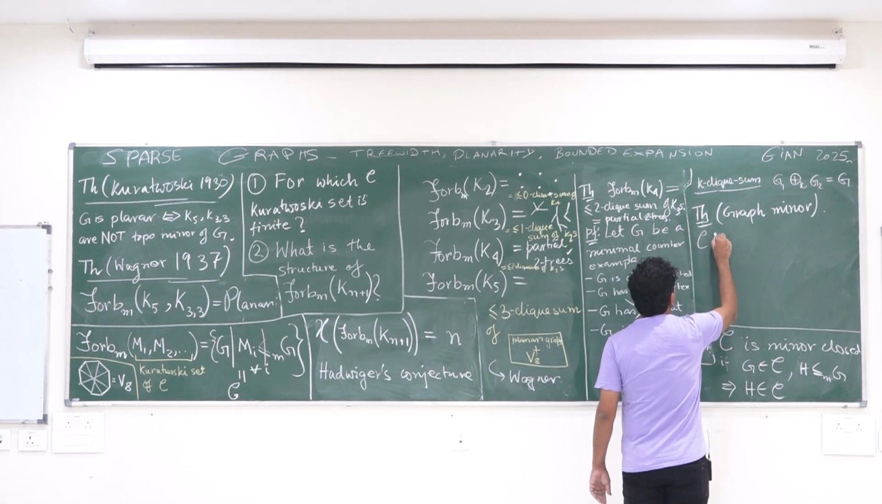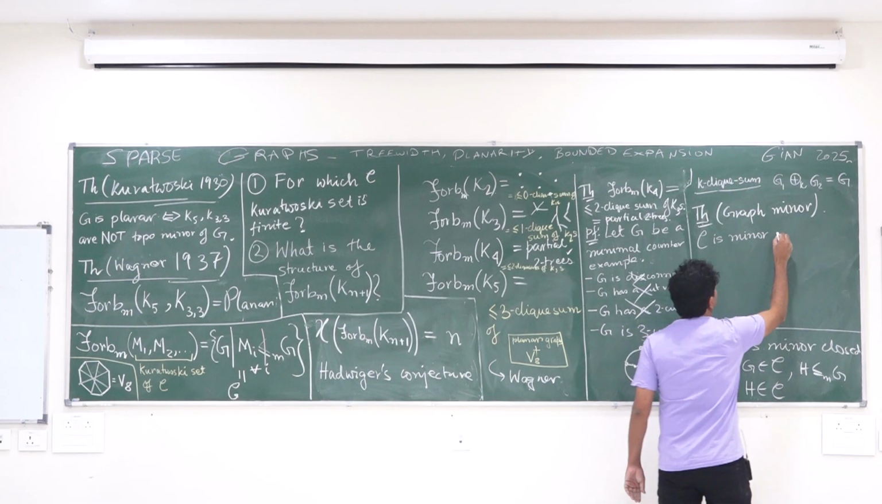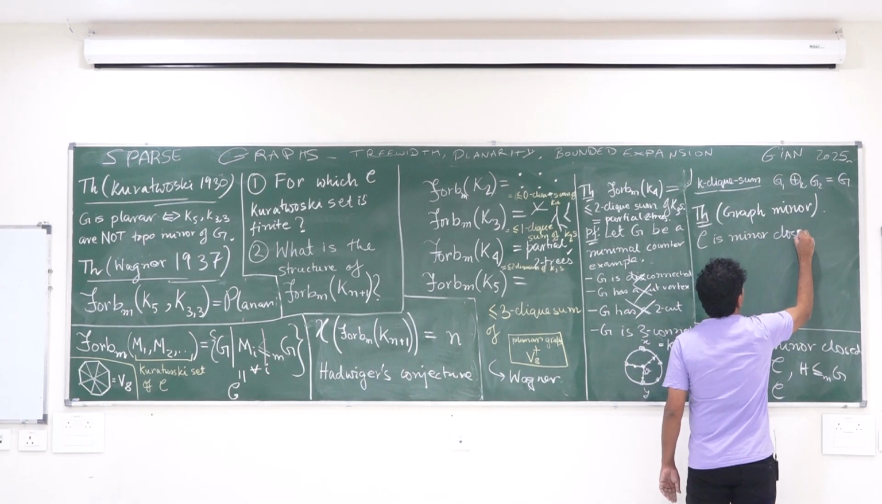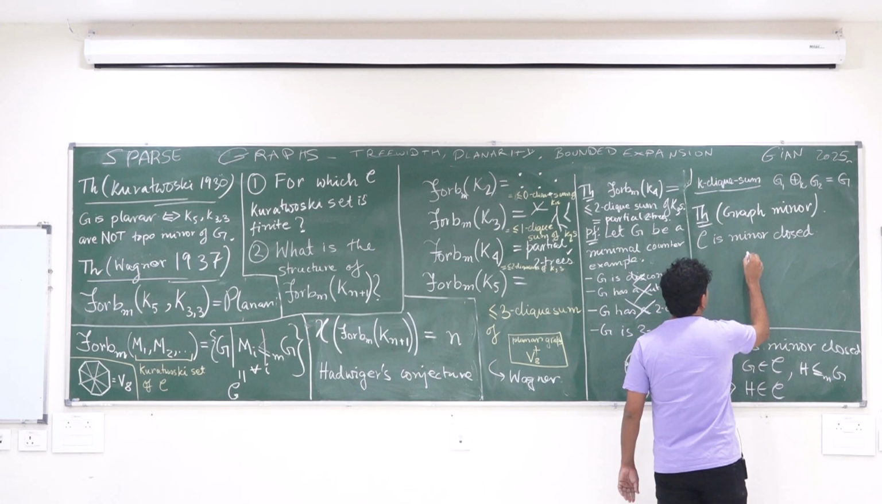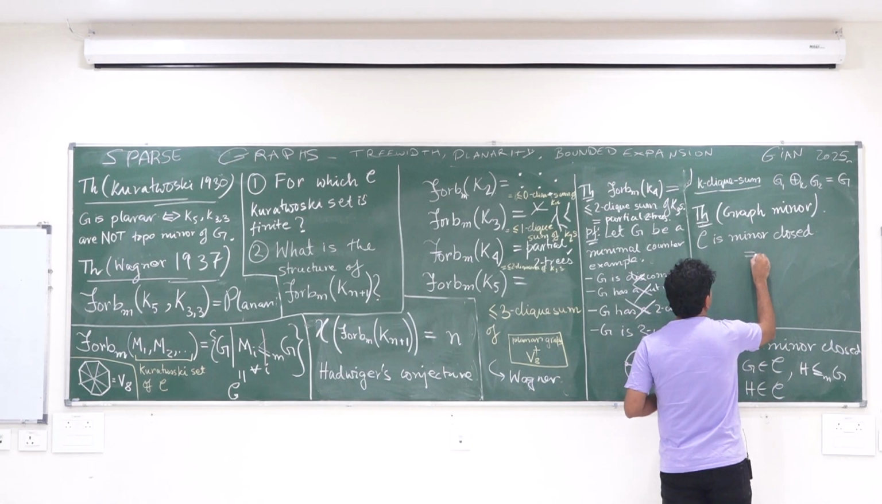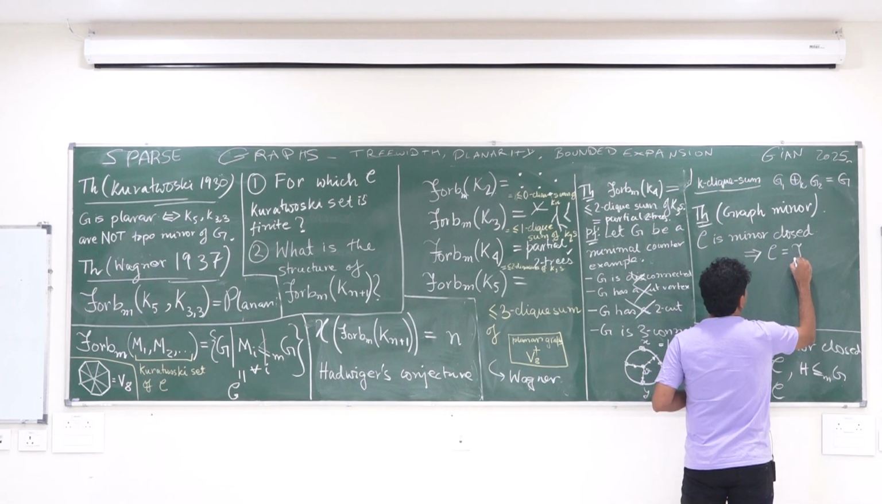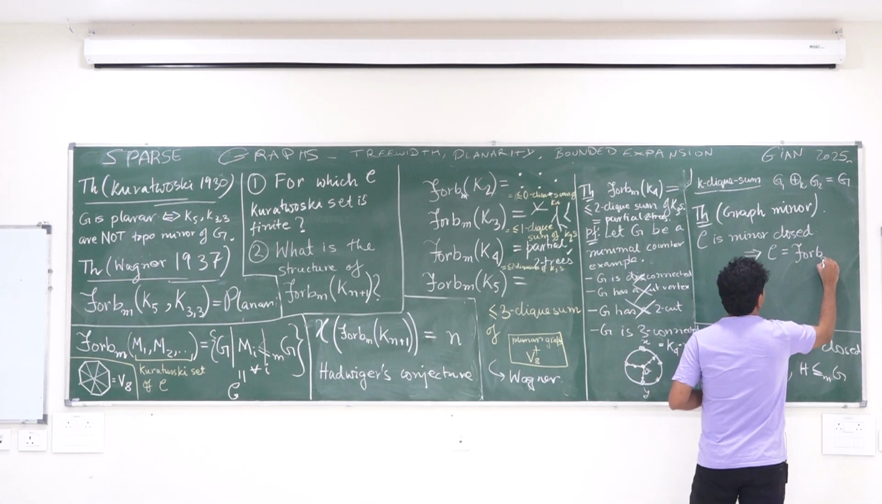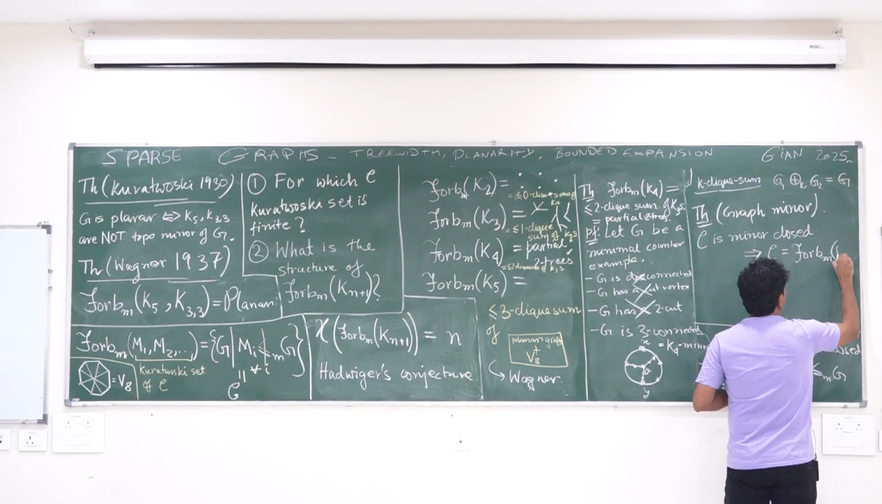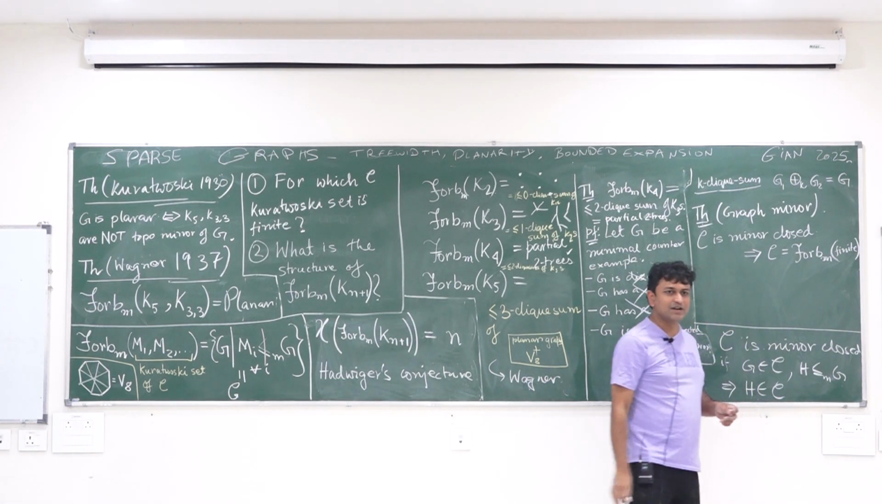C is minor closed implies C equals forbidden minors for M, for some finite set of terms.